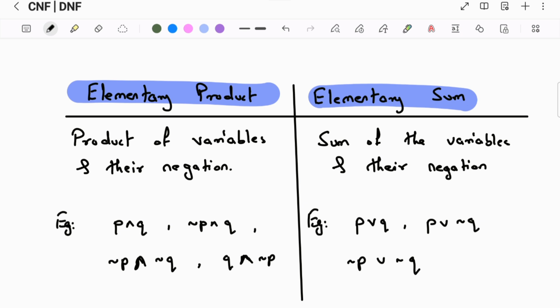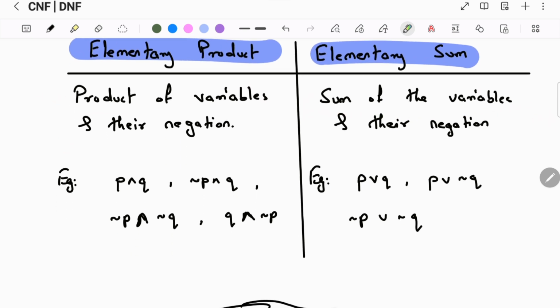A product of variables and their negations is an elementary product, and a sum of the variables is an elementary sum. In this example P and Q are two variables, and they are connected by the product, the conjunction part. So this is an example of an elementary product. In the same way, negation P is a variable and Q is a variable, and here the conjunction sign connects both. In normal terms it is called a product.